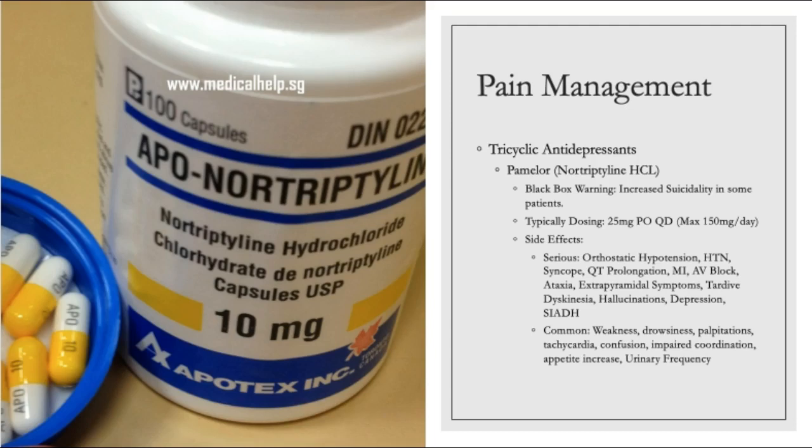Okay, so we'll talk about Pamelor first. The Blackbox Warning you have to be concerned about is that sometimes this medication can increase suicidal thoughts in some patients. So if you have a patient that has a history of attempted suicide, or maybe a history of some depression, keep that in mind. You're going to really want to watch them closely, especially the first 2 to 4 weeks that you start this medication. Typical dosing is about 25 milligrams by mouth daily. The max is 150 milligrams. Side note, you can also give this rectally too.